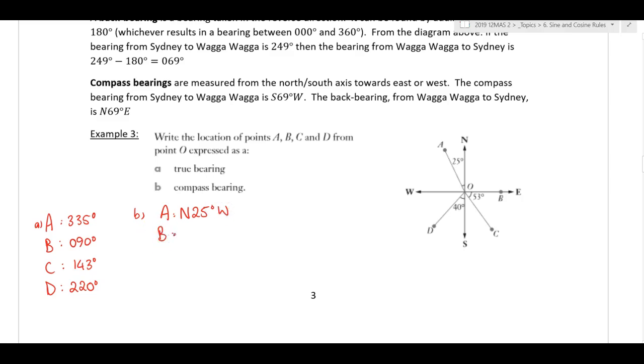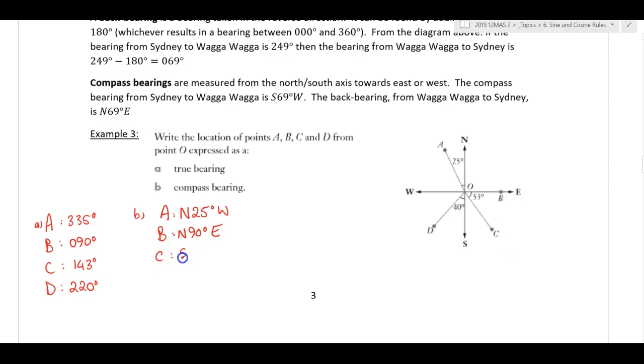For B, I don't even know how we express B as a compass bearing. I don't know if we'd say north 90 degrees east. I guess we could. North 90 degrees east. Because frankly, it's just due east, isn't it? When we say due east, it means nothing else, just east.